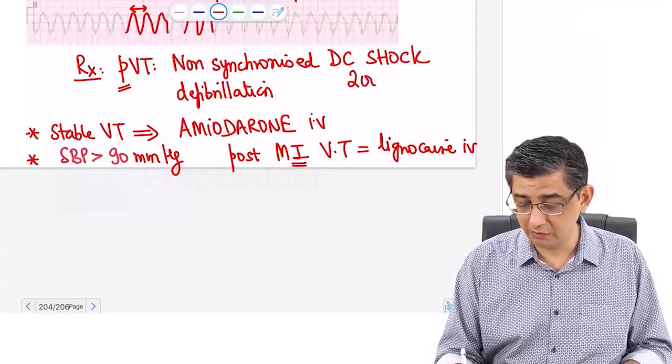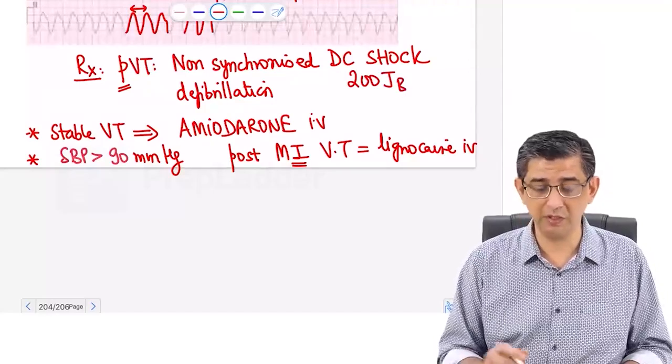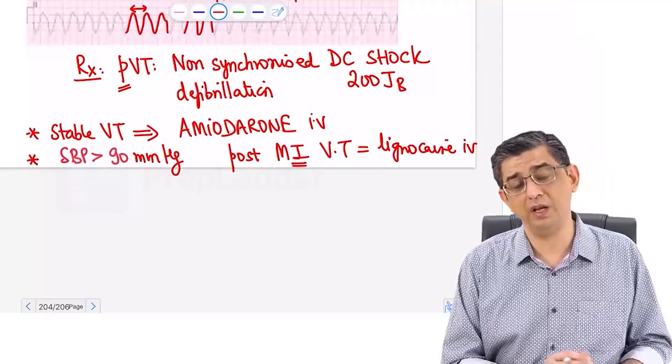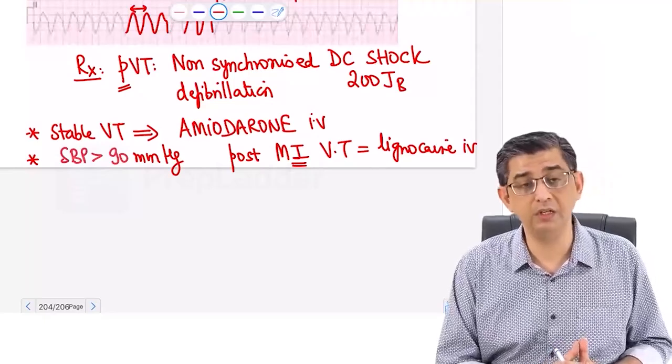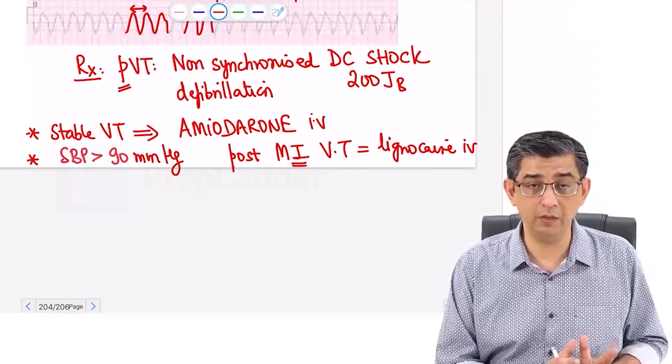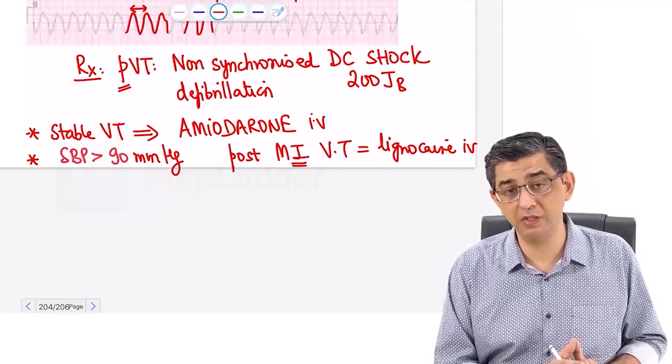The intensity of the DC shock would be 200 joules biphasic. So do remember the fact that most of the MCQs will always write the word biphasic, and as I explained to you, most of the models that are available at the moment, especially all the automated external defibrillators that are available nowadays, will deliver a 200 joules biphasic to the patient.